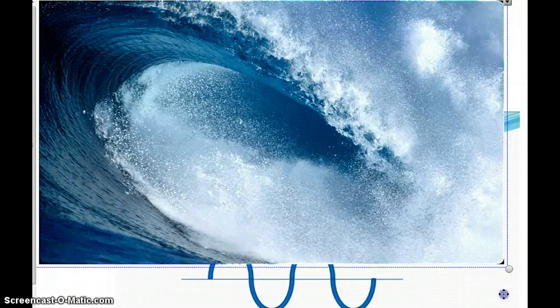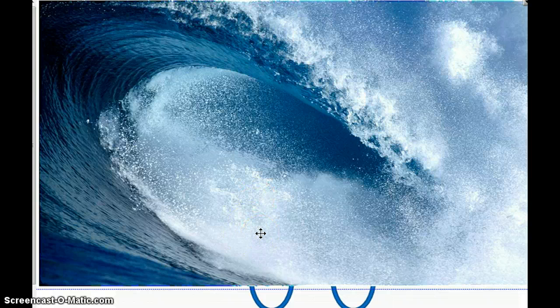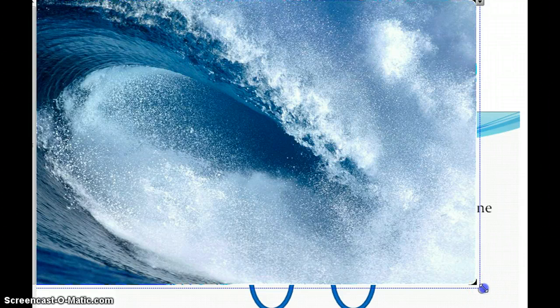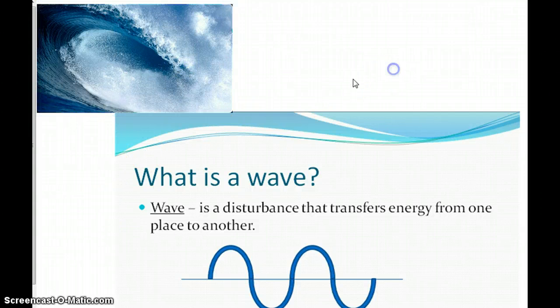If you have ever been to the ocean, you've probably seen waves like this. And they carry a lot of energy. They can be pretty powerful. I remember one time when I first started getting into sea kayaking in high school, I had a wave that was smaller than this, but still it was enough to tip over my kayak and send me swimming. So waves can carry a lot of energy. Doesn't matter if it's a water wave, a light wave, or a sound wave, but waves are a disturbance that transfers energy from one place to another.